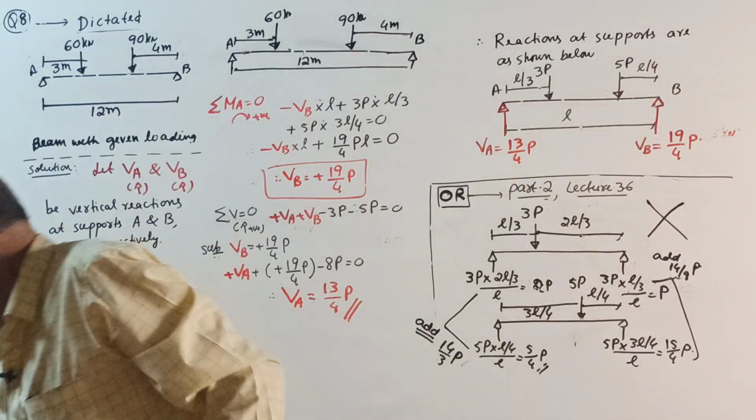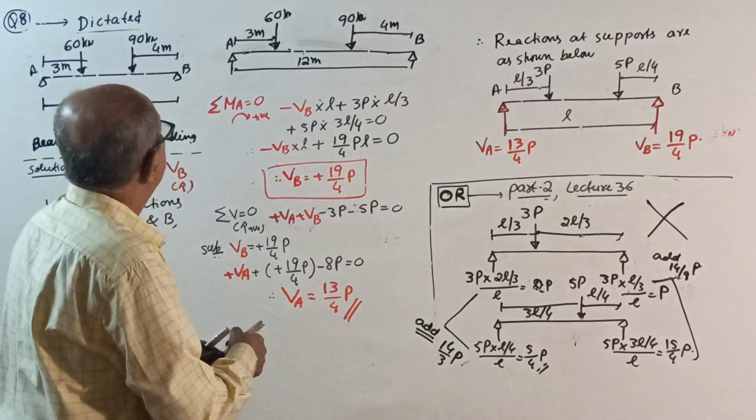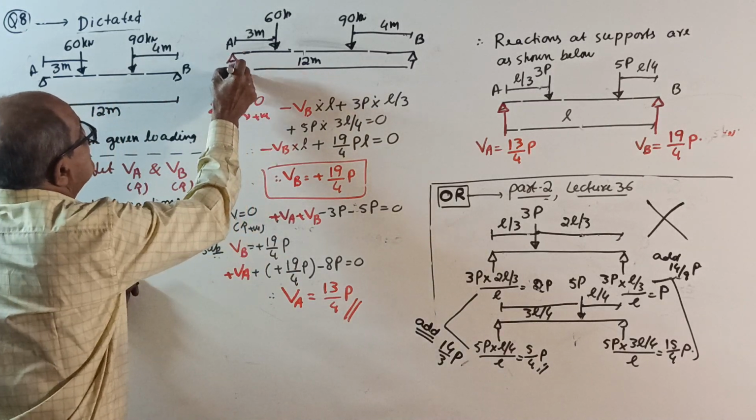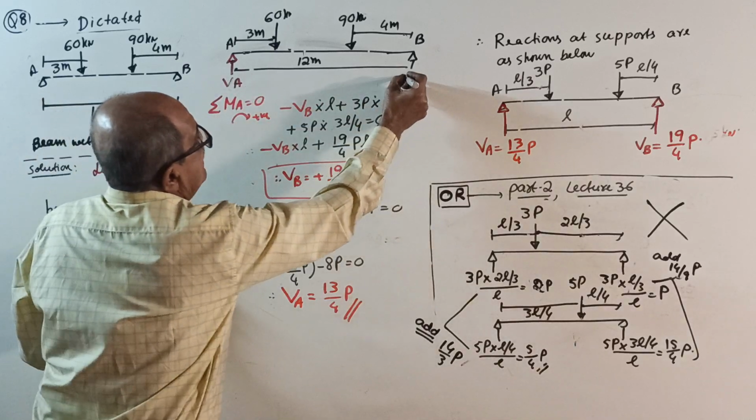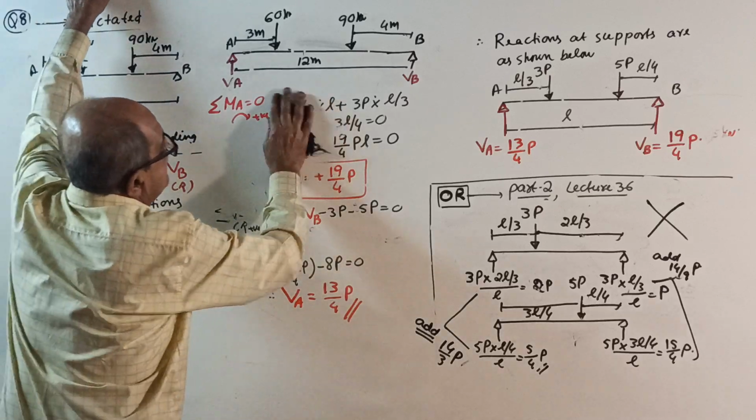Okay, now, reactions. As usual, red color I will use. This is reaction VA. This is reaction VB. Full I will write once again.